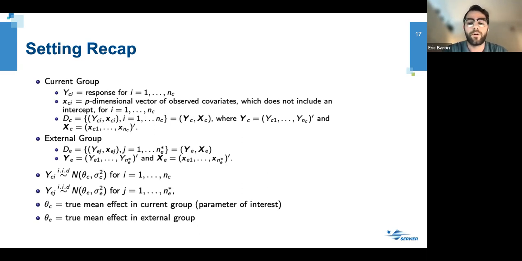Then, as Jian mentioned, we are working in a continuous framework. So at least for our paper in this presentation, we assume a normal continuous endpoint. Here we assume all the observations follow a normal distribution with parameter theta C and variance sigma C squared. Just a reminder, theta C is our true mean effect in the current group and our main parameter of interest. And then Y_EJ also follows a normal distribution with mean theta E and variance sigma E squared.